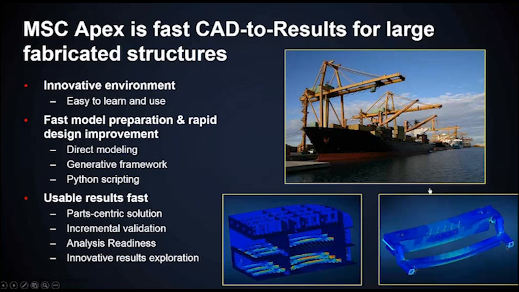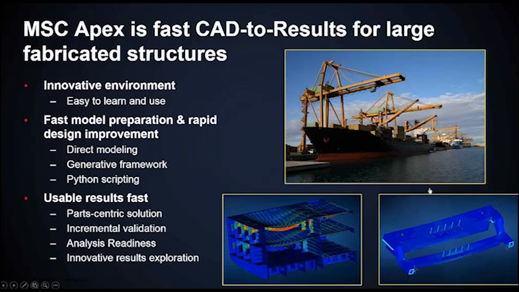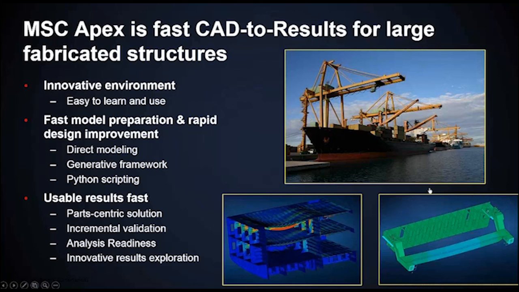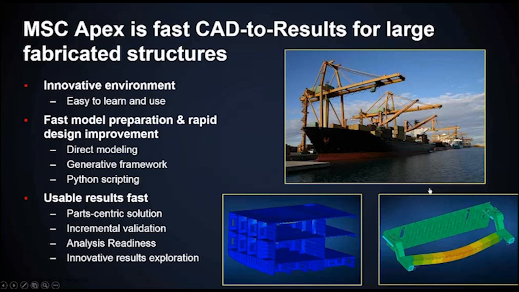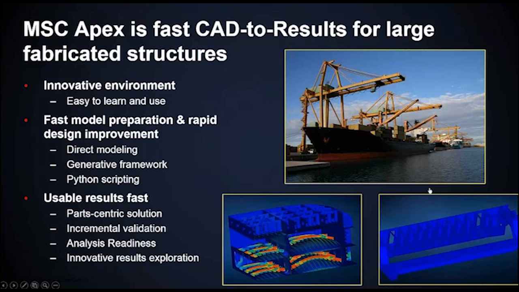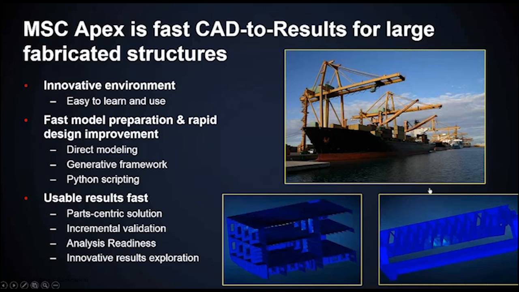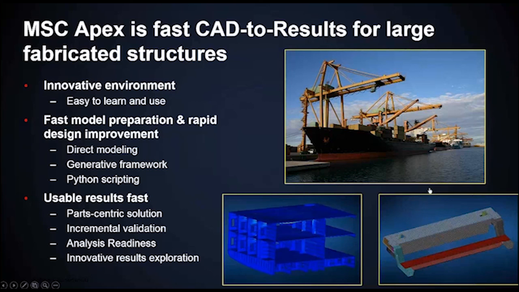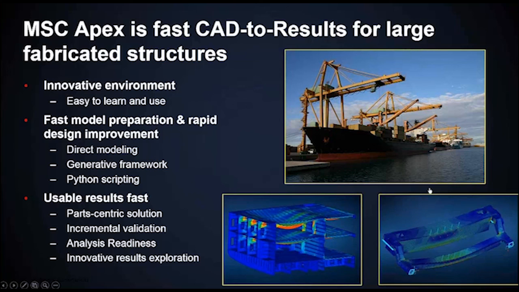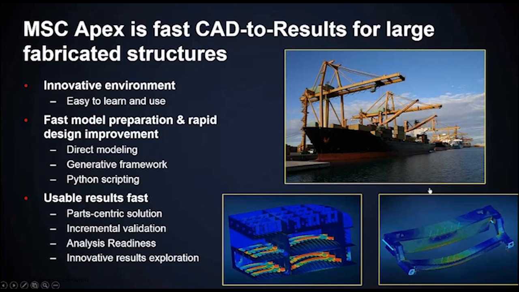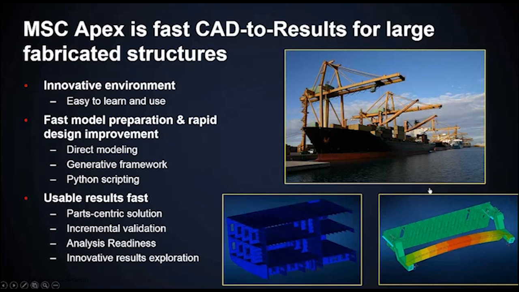And so I hope what you've seen today is that Apex does enable fast CAD to results for these large fabricated structures. And Apex enables this through the innovative environment, okay, this direct modeling, this generative nature. It's easy to learn and easy to use, okay? And this direct modeling and generative framework enables fast model preparation, and you throw in macros, record and replay, and the Python scripting nature, it can get even faster, okay? The net result is that you get usable results fast, okay?